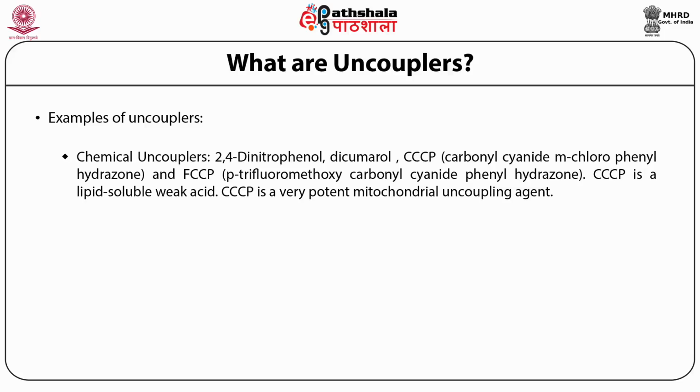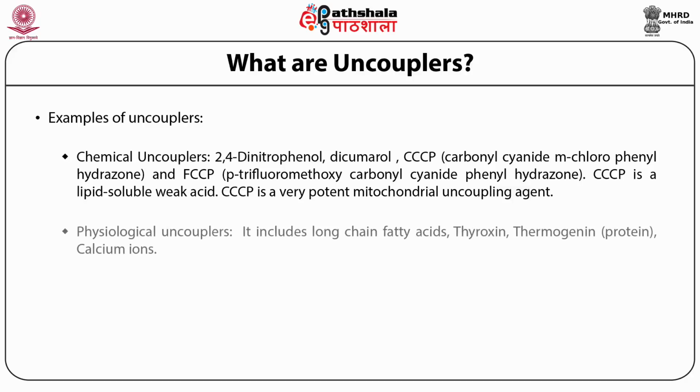Physiological uncouplers, we have the example of thermogenin protein, which is present in the brown adipose tissues, and it is very helpful for newborn animals. Physiological uncouplers include the long-chain fatty acids, thyroxine, and thermogenin, that is a protein.